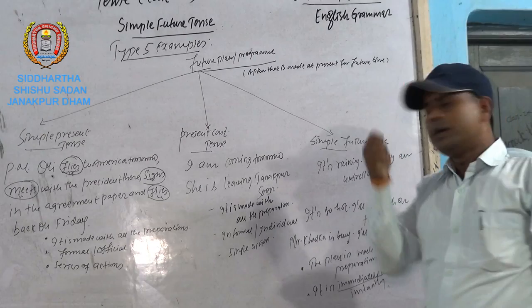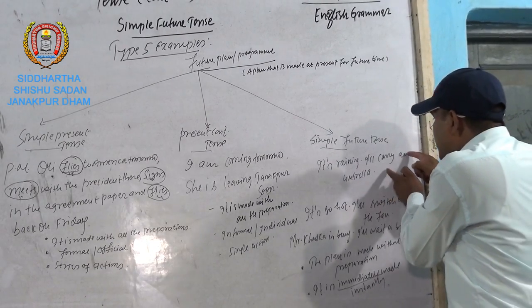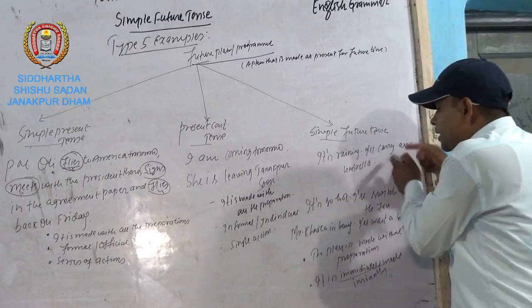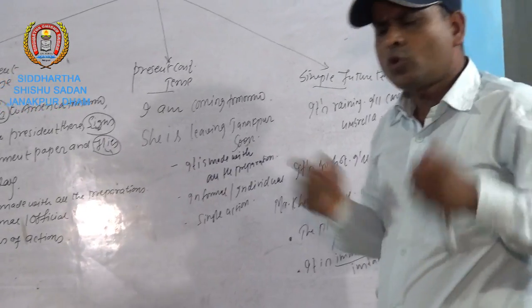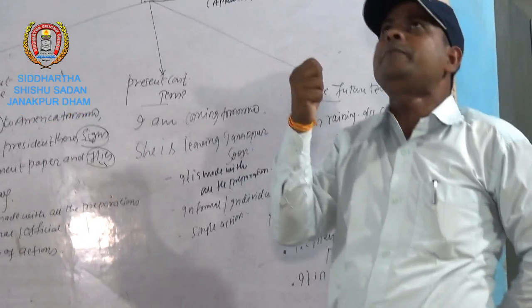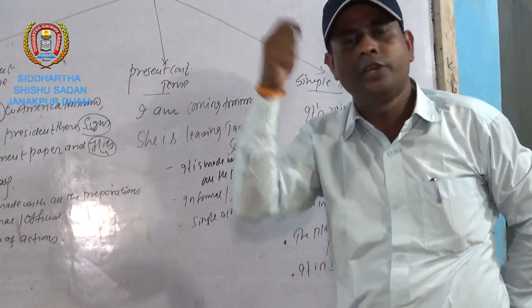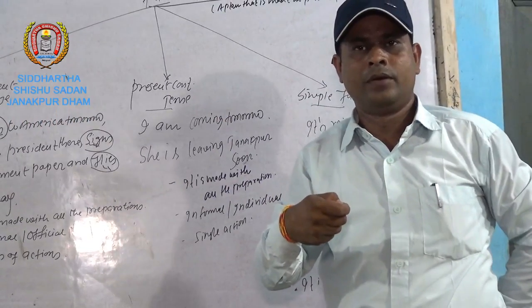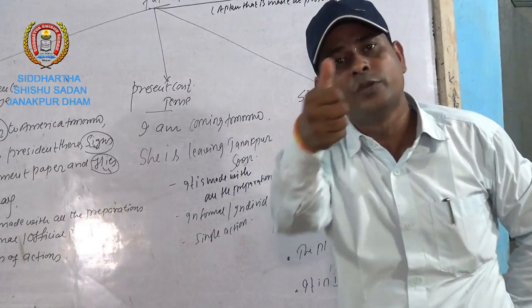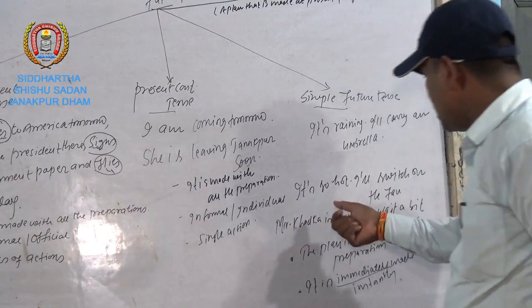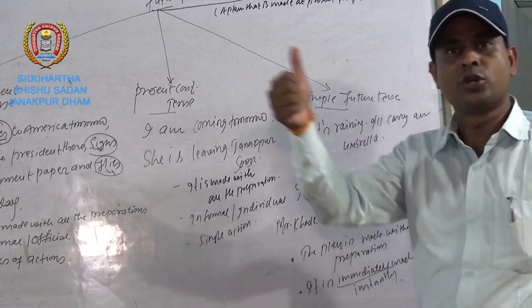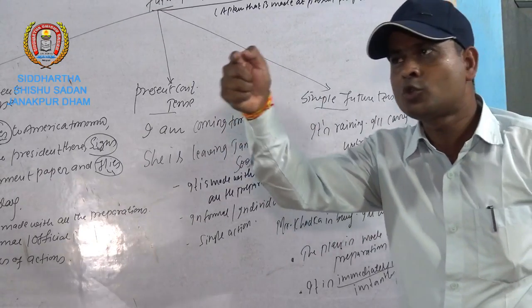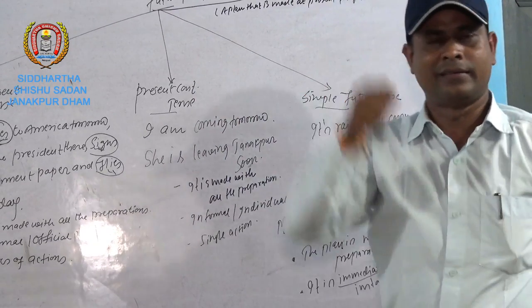See here. It's raining. Oh, I'll carry an umbrella. Carrying an umbrella is not a plan made with all the preparations. There was no preparation, it is raining, so I'll carry an umbrella. Immediate plan. Oh, immediate plan is to be simple future here. It's so hot. I'll switch on the fan. So, switching on the fan is the immediate plan.